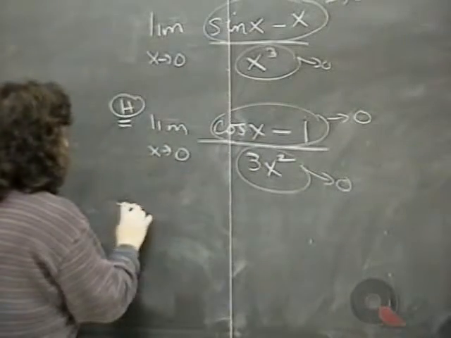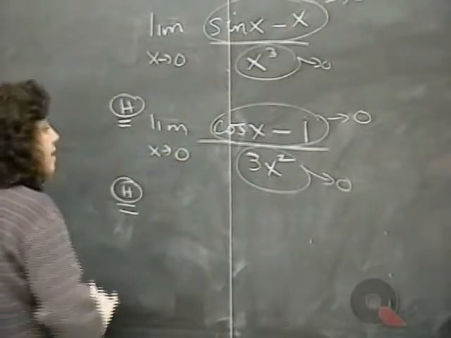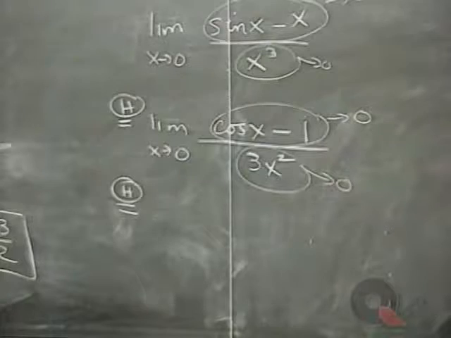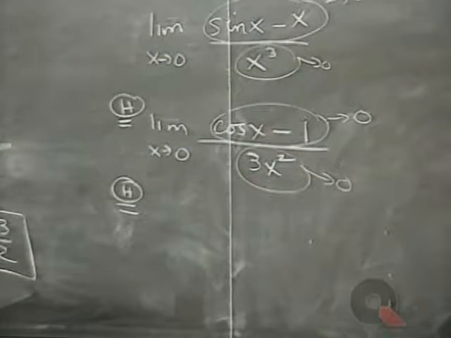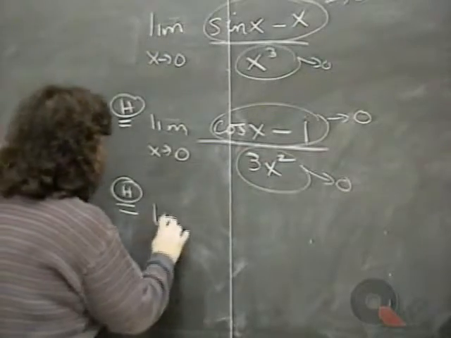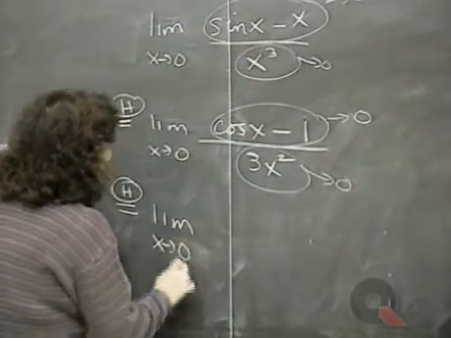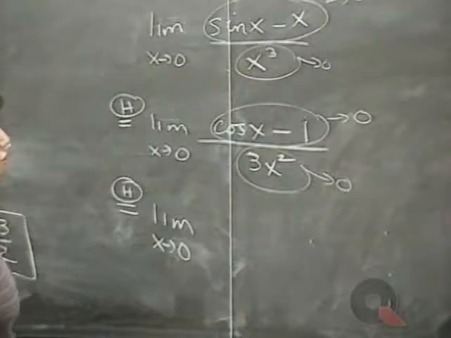We are permitted to use L'Hopital's rule repeatedly. If we keep getting 0 over 0 forms, we can use L'Hopital's rule over and over again as long as it stays 0 over 0. Okay, so let's work this out. Let's try L'Hopital's rule here.